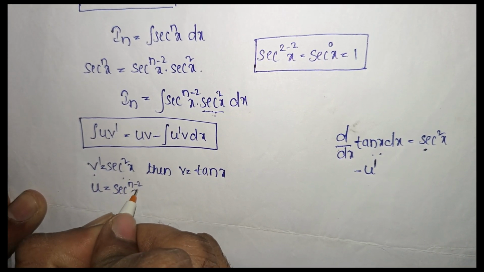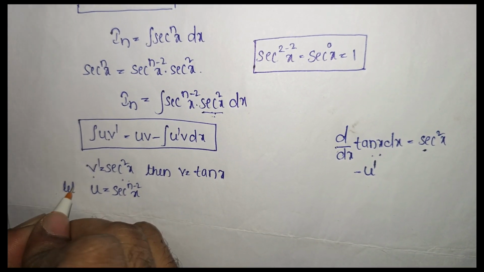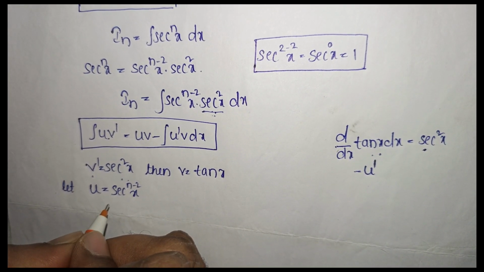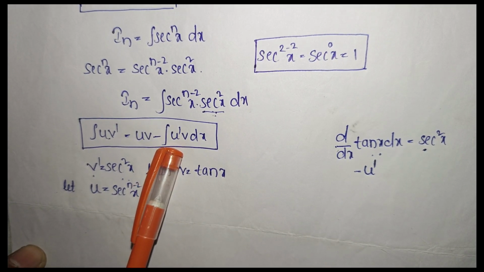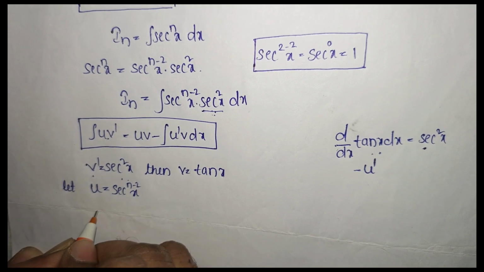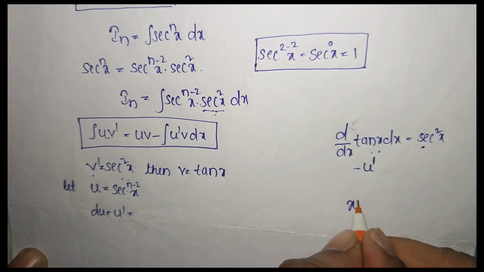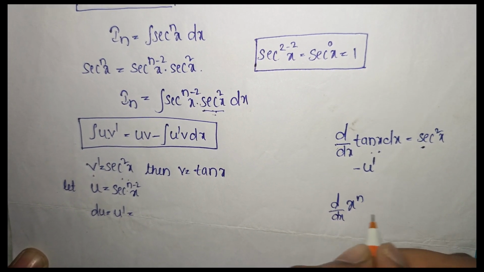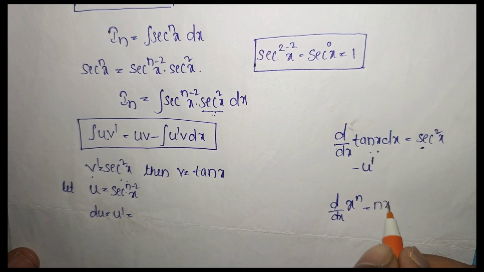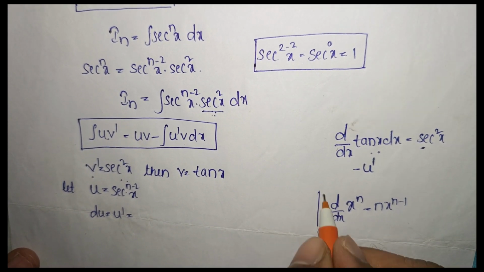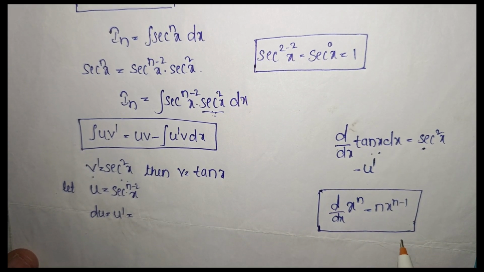to the power n minus 2 x. Let u equal secant to the power n minus 2 x. What will be the derivative? We need u dash, which is the derivative. You know the formula that for x to the power of n, the derivative is n into x to the power of n minus 1. So remember the formulas. This is the formula we are using now.